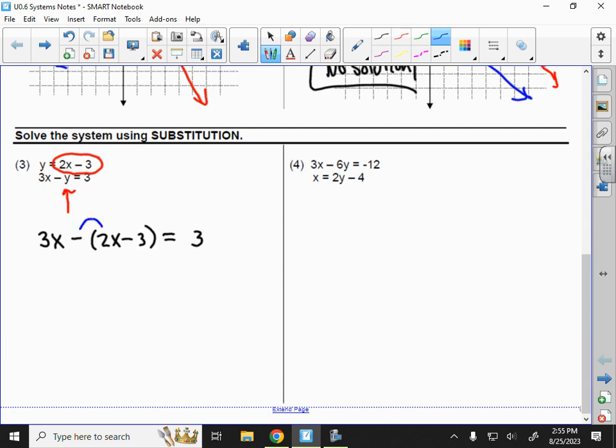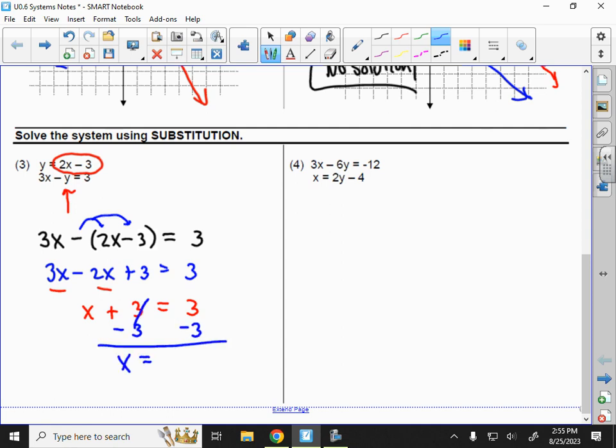So we'll distribute the negative to get rid of the parentheses. We'll combine like terms. 3x minus 2x is x. Plus 3 equals 3. We'll subtract 3 over. And so we're going to get x equals 0. So x equals 0, it's an okay answer because it's a number. So we know that x equals 0.